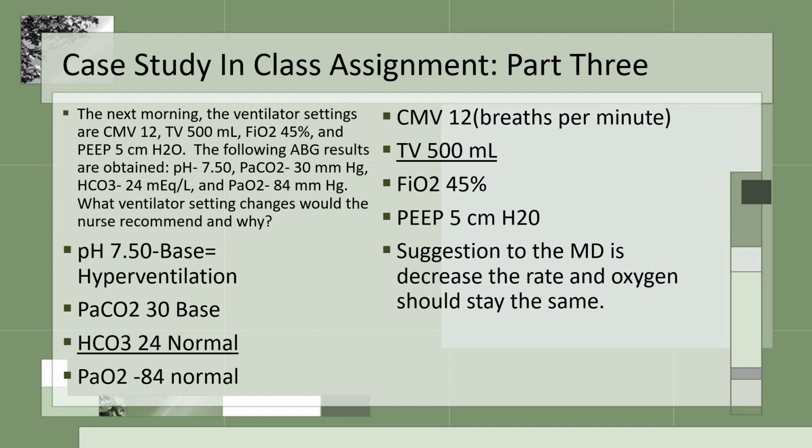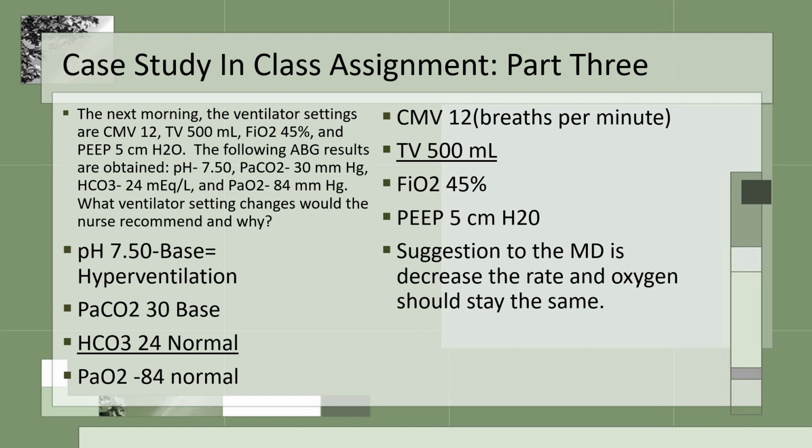The next morning, the ventilator settings are CMV 12, tidal volume 500, FiO2 45%, PEEP 5 centimeters of water. The following ABG results are obtained: pH is 7.50, PaCO2 is 30, bicarb is 24, and PaO2 is 84. What ventilator settings would the nurse recommend and why?